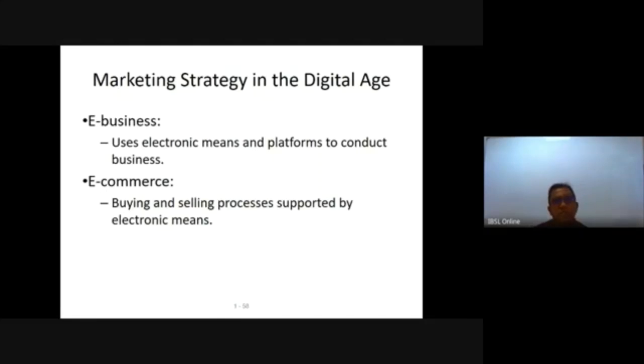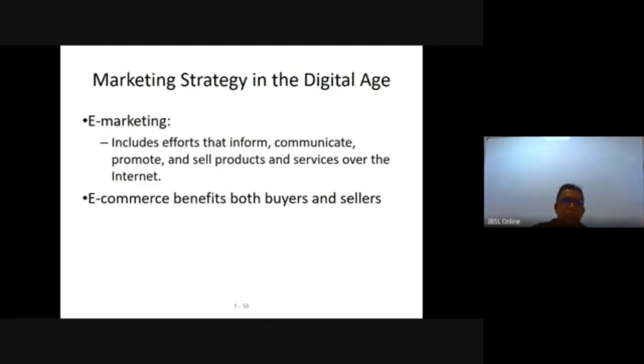So what is e-business? E-businesses use electronic means and platforms to conduct business. E-commerce is the buying and selling process supported by electronic means. So e-commerce is basically e-business, but you define it separately because at the end of the day, buying and selling is your business through electronic means. E-marketing includes efforts that inform, communicate, promote, and sell products and services over the internet. So e-commerce benefits both buyers and sellers. Yes, of course.